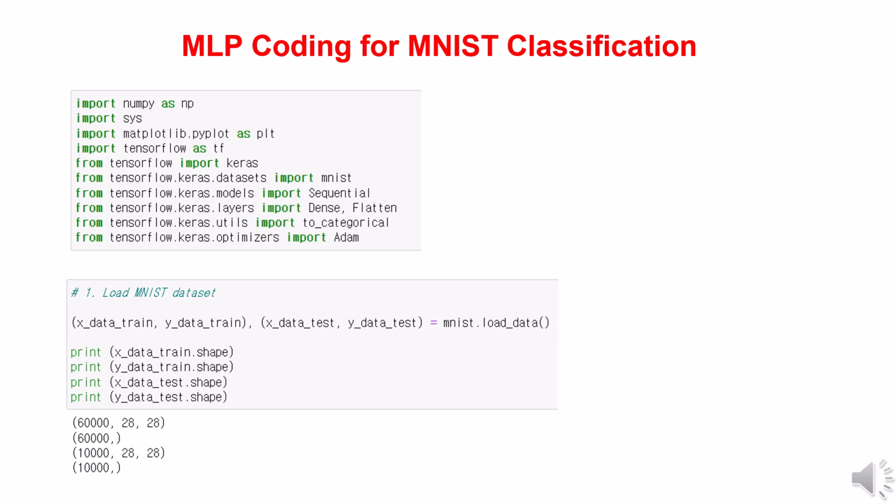Now, let's move on to the coding part, where we'll implement the MNIST classification using a multilayer perceptron. First, we start by importing the necessary libraries. We'll use NumPy for numerical operations, Matplotlib for data visualization, and TensorFlow to load the MNIST dataset and build our deep learning model. Then, we load the MNIST dataset and split it into training and test sets. As you can see, the training set contains 60,000 images, and the test set has 10,000 images. Each image is 28 by 28 pixels in size.